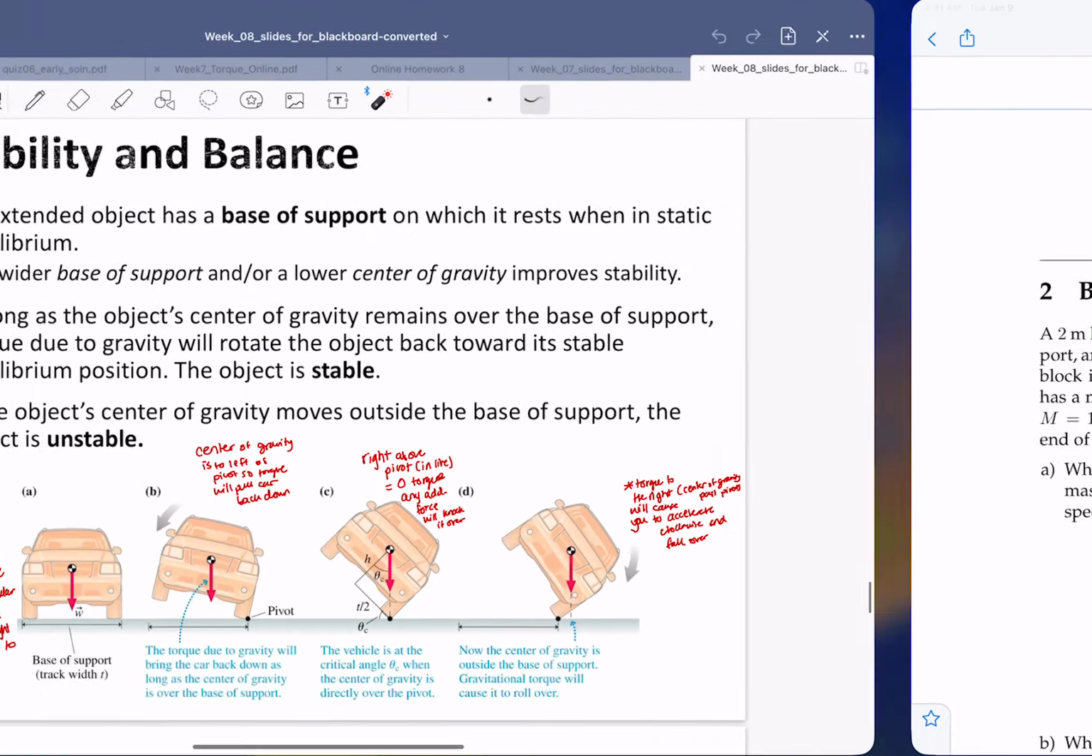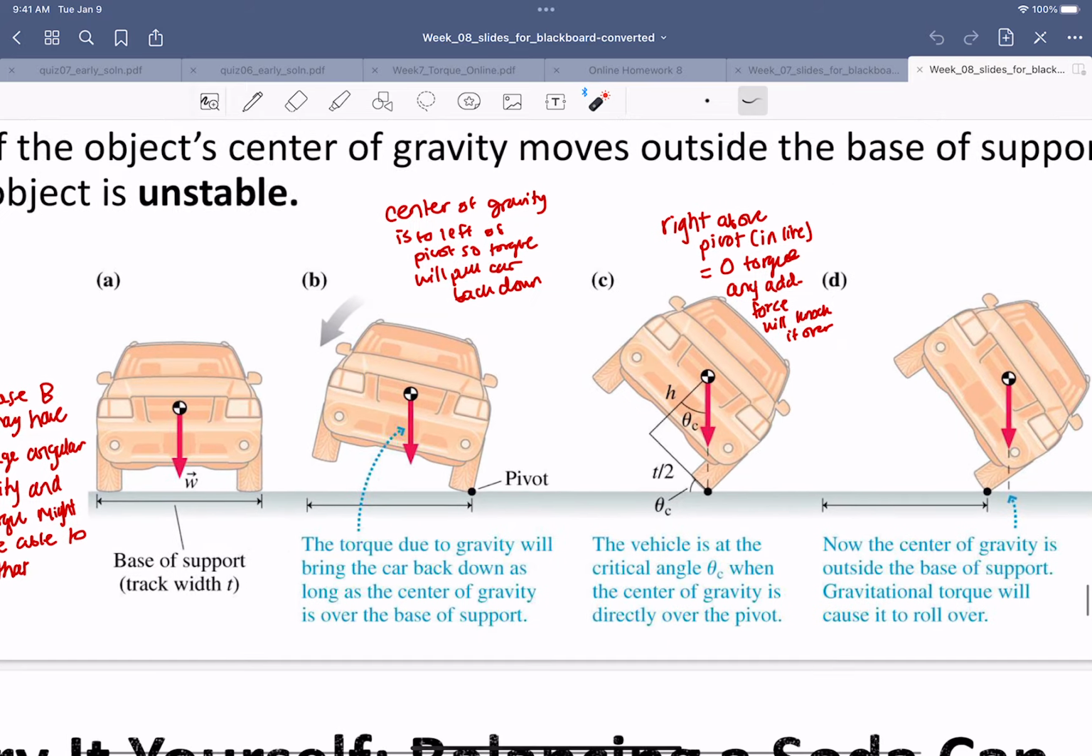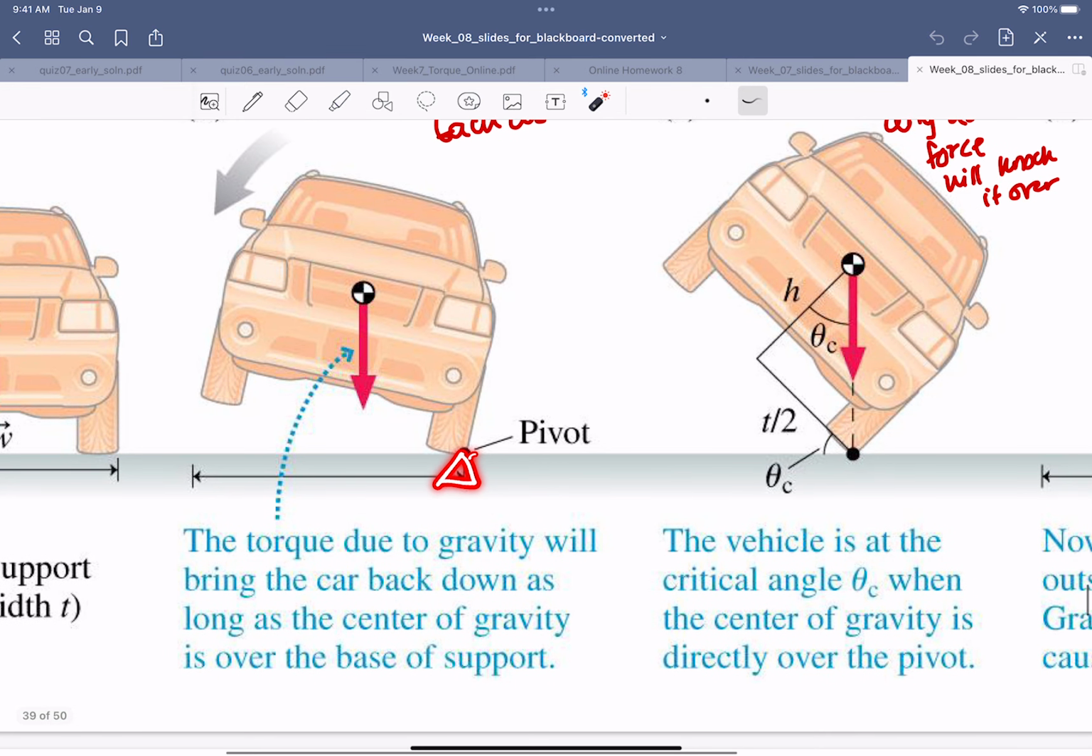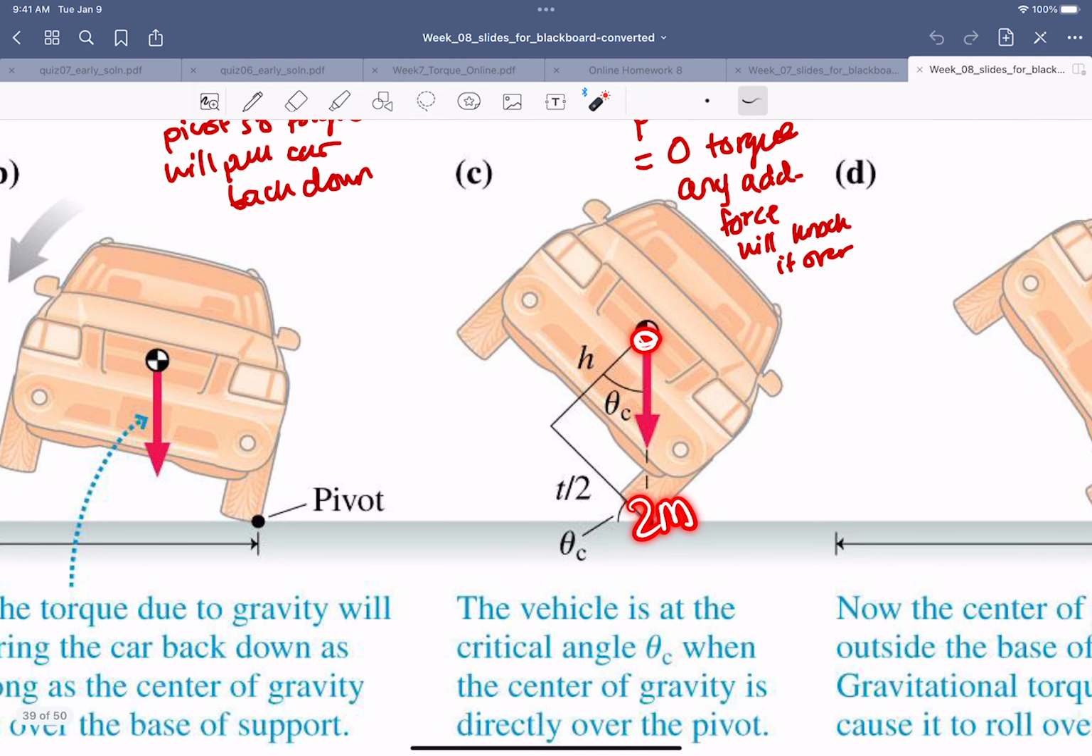Just like that car example, right? For the car, you can imagine that our pivot is like right here. This is our pivot. This is our support. Let's say it's 2 meters, right here. If it's directly over that 2 meter point, directly above it, we're good.